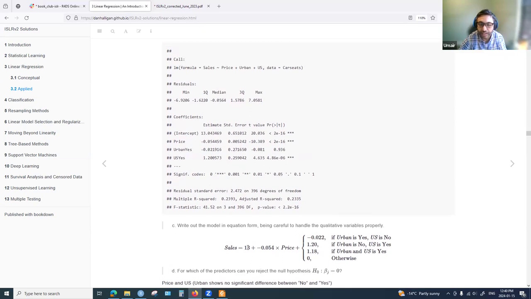We have 13 as the intercept right here. Then we have negative 0.054 times price based on this coefficient. Then if the urban variable is yes and US variable is no, then we get this coefficient, negative 0.022. And if urban is no and US is yes, then this is the coefficient that we add to the equation. But if urban and US both are yes, then we essentially have plus 1.2 minus 0.022, that gives us 1.18. If they're both zero, then we are left with this equation.